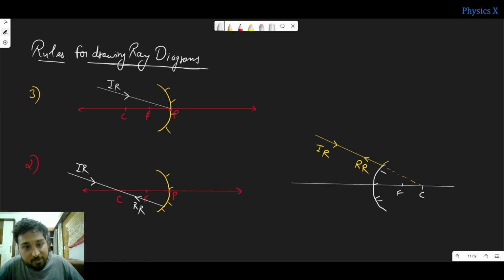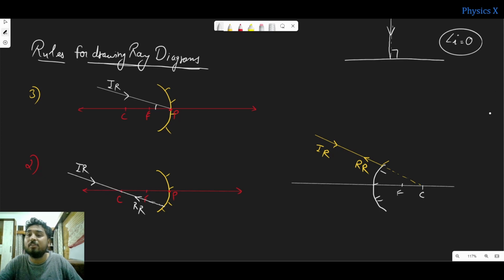At this point, this is acting as the normal, because in all these rules we are always obeying the laws of reflection. Remember that. In the earlier case, if the incident ray is passing through the center of curvature, then the reflected ray will follow back the same path. Why is it happening? Because this will be the normal of this surface. So if the incident ray is on the normal itself, then what is the angle of incidence? It is 0.